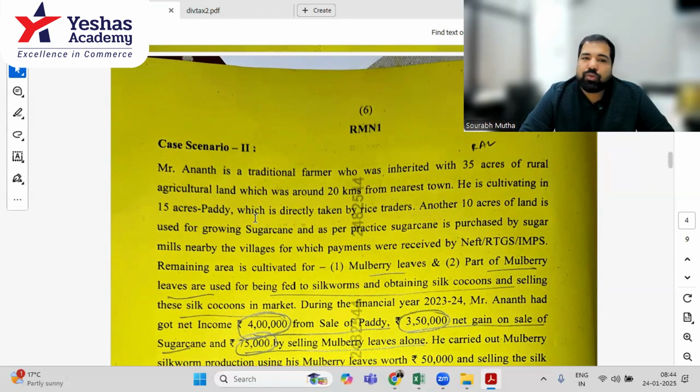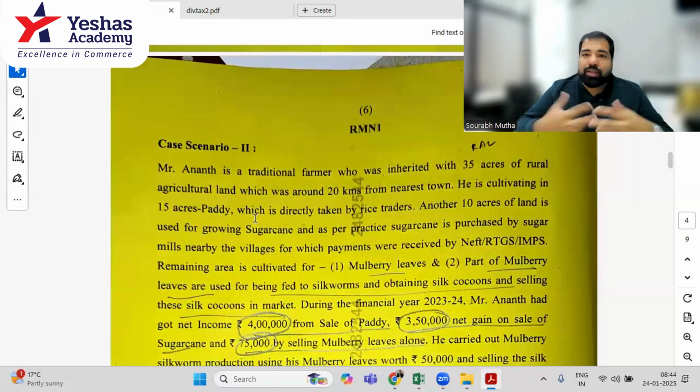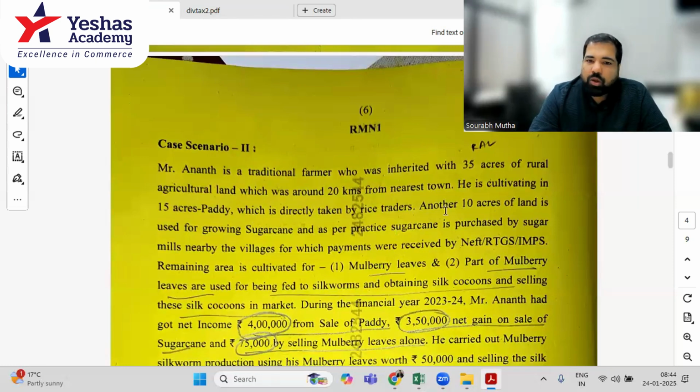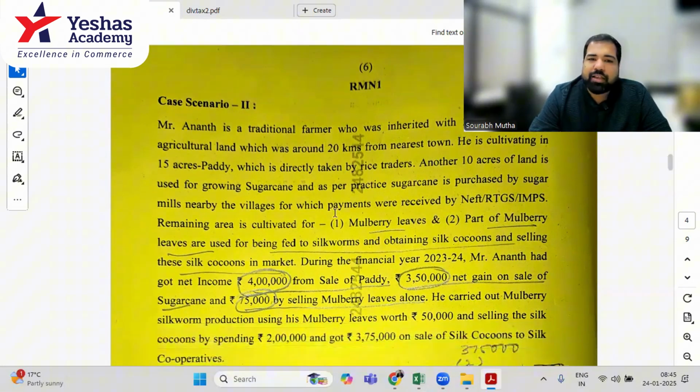Another 10 acres of land is used for growing sugarcane. Again, that will also be exempt because you're growing something, so that is exempt agriculture income, which is purchased by sugar mills near the villages, for which payments were received by NEFT, RTGS, good stuff. Remaining area is used for cultivating mulberry leaves. Even mulberry leaves, when you cultivate, you're growing something, even that is exempt.